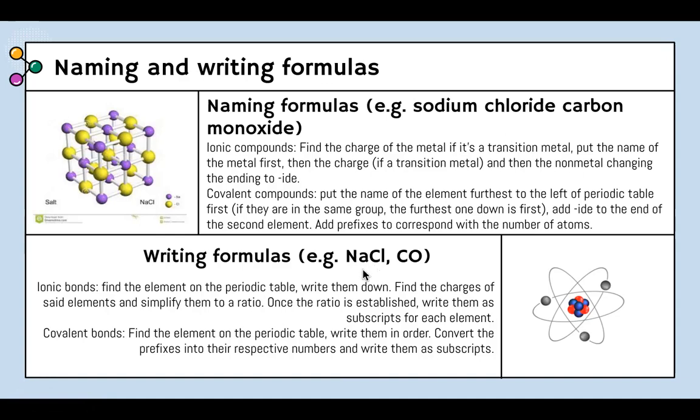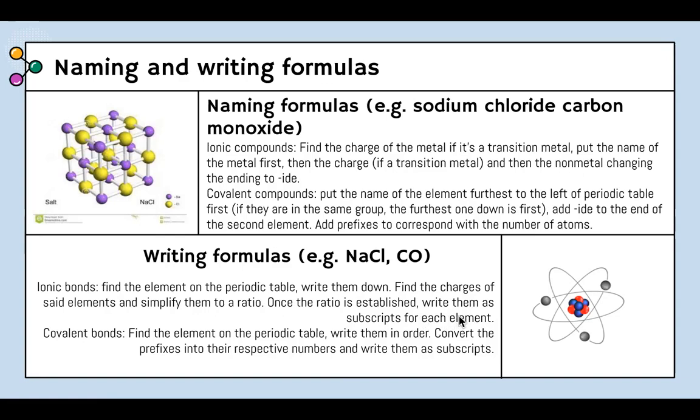For sodium, the charge is +1. For chlorine, the charge is -1. And these two charges are at a 1-to-1 ratio and they already cancel out, so you just write it as NaCl. Once this ratio is established, you write them down as subscripts if there are any.